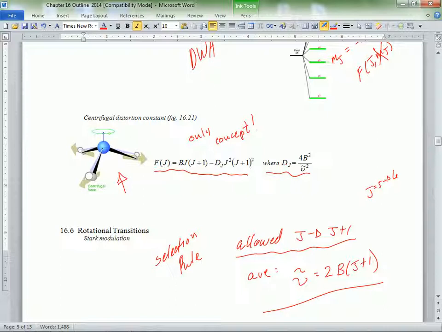Now this is for if you talk about linear molecules. Some more selection rules would be like delta J has to be plus or minus 1. Delta M sub J needs to be 0 or plus or minus 1.